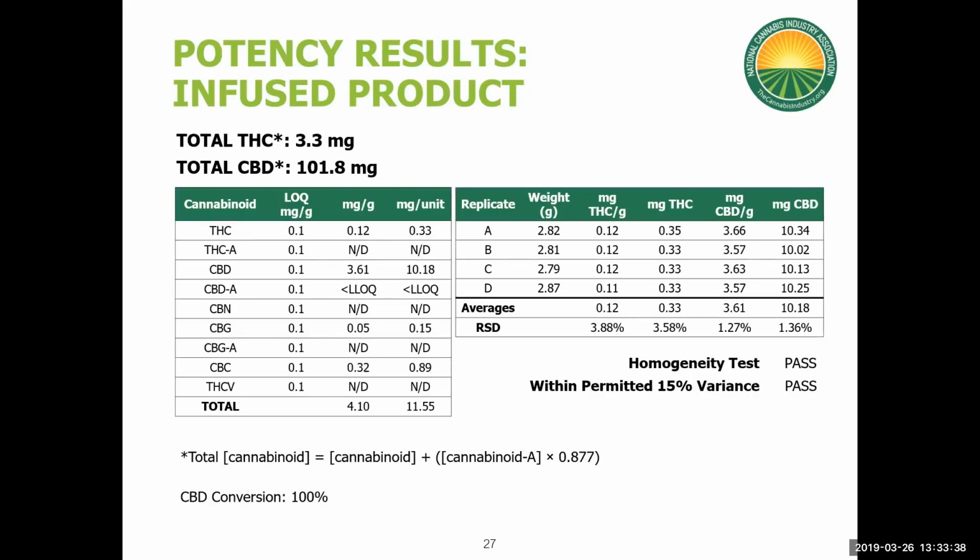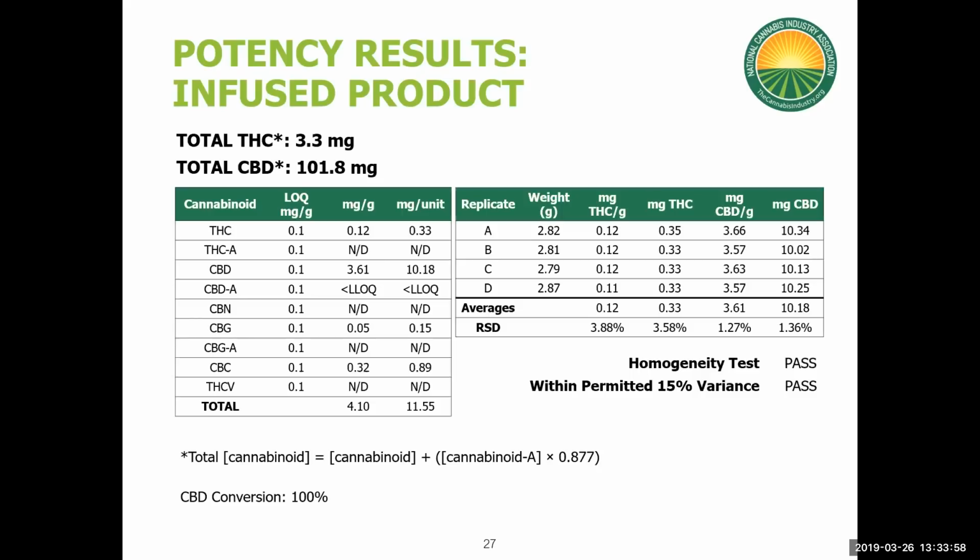The last potency example is of an infused product, in this case, a CBD edible. So the target potency of this edible was 10 servings of 10 milligrams each, totaling 100 milligrams of CBD. On the left, you see a graph like we've seen before, listing all the cannabinoids. The only difference with this result is the right graph, which is showing you the homogeneity test.